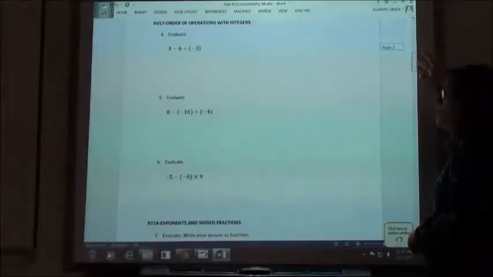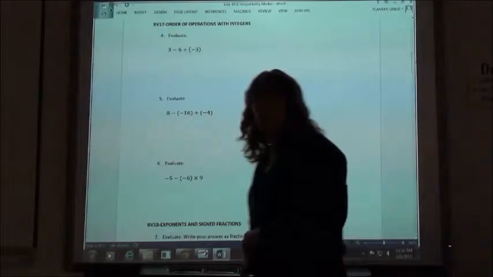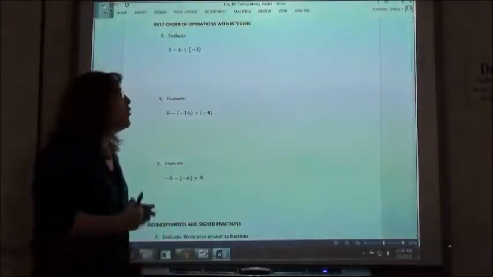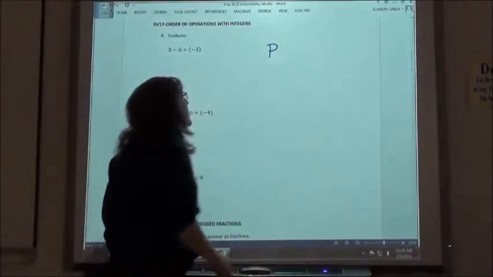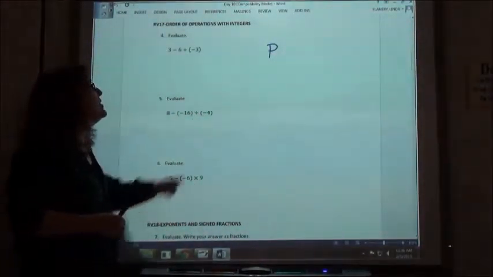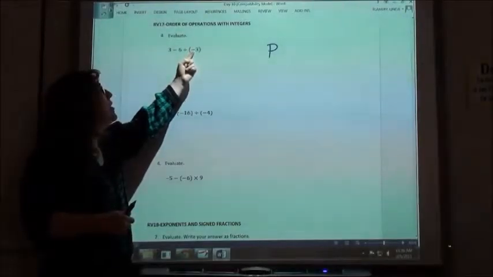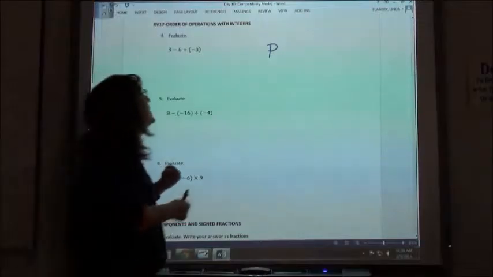We are following our order of operations with integers. We're going to have a whole lot of problems where we're doing the order of operations. So the order of operations is to do your parentheses first. Now when it says do the parentheses, it means simplify inside the parentheses so you only have one number. So we're really not going to do anything with that because there's only one number in our parentheses.